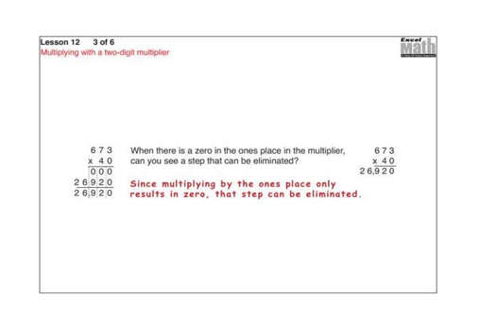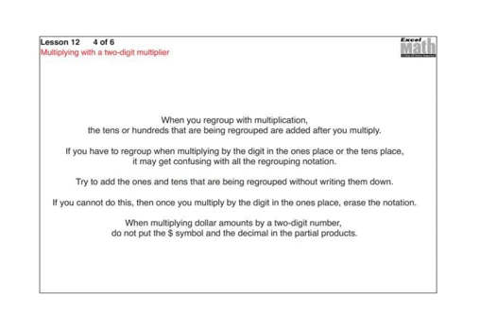All right, we're going to move on here. When you regroup with multiplication, the tens or hundreds that are being regrouped are added after you multiply. If you have to regroup when multiplying by the digit in the ones place or the tens place, it may get confusing with all the regrouping notation.